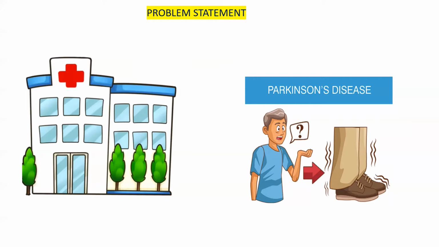Parkinson's disease is a progressive nervous system disorder that affects movement, leading to shaking, stiffness, and difficulty with walking, balance, and coordination. Parkinson's symptoms usually start gradually and get worse over time. Mostly, it affects people more than 50 years of age.